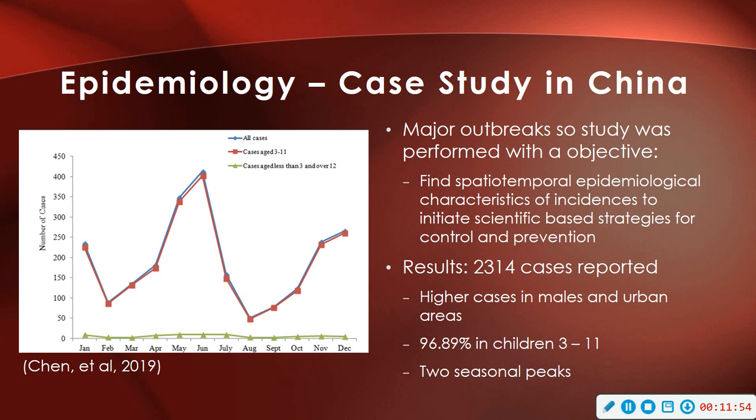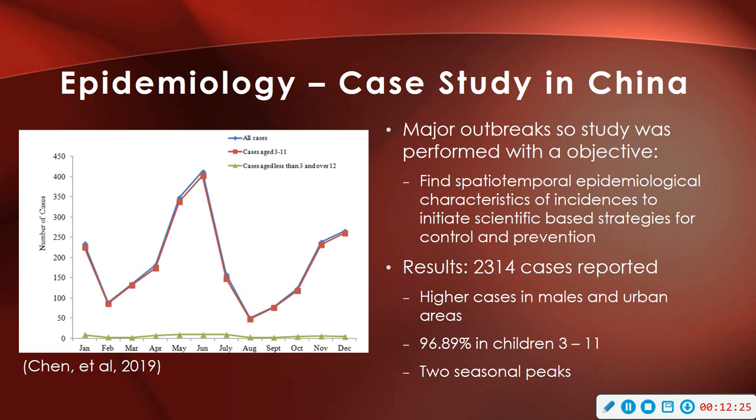The case study in China, they were having an outbreak across their whole country. So their scientists went into this case study with an objective to figure out what are the characteristics of this, what are they seeing, where are they seeing them, and can they find some kind of scientific basis on when they tell their people how to prevent and control it from spreading.